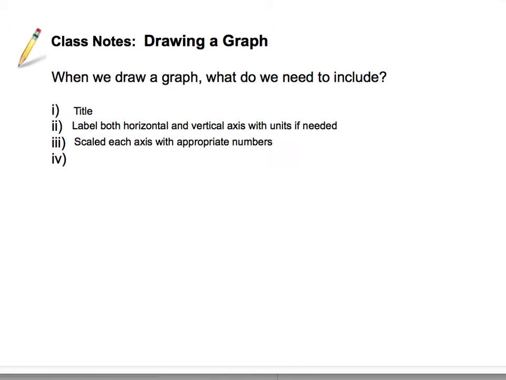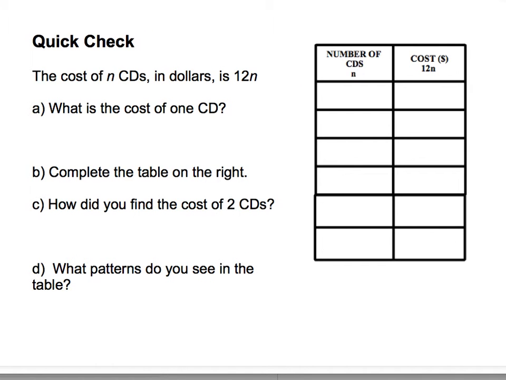And then, of course, the last thing we need on the graph are the data points. So we need to know what the information is or where the information is. Okay, so those are the 4 main things we need to make sure that we draw graphs properly. So let's continue on here.